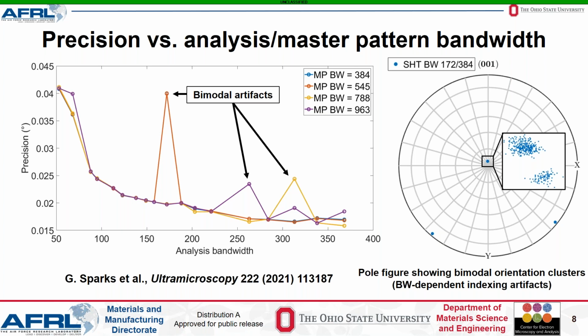for analysis bandwidth. The master pattern bandwidth did not seem to have any major effects on the precision outside of the bimodal artifact behavior, where the presence or absence of artifacts for a given set of raw patterns was dependent on the combination of analysis and master pattern bandwidth. I ended up choosing a master pattern bandwidth of 788 as my standard value to allow for a relatively high fidelity representation of the simulated pattern data.